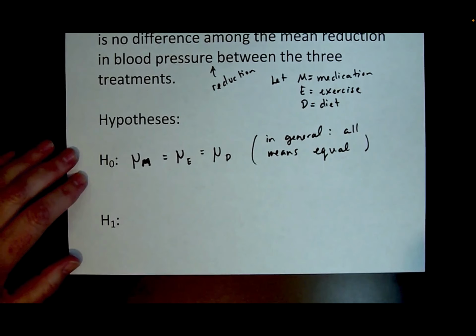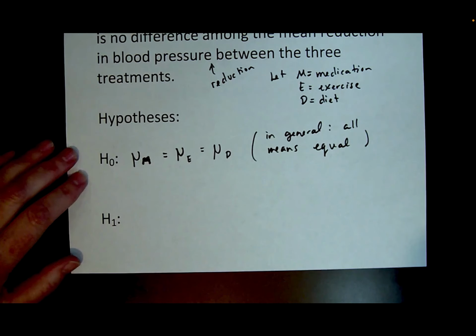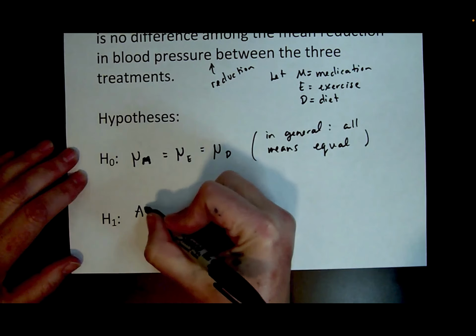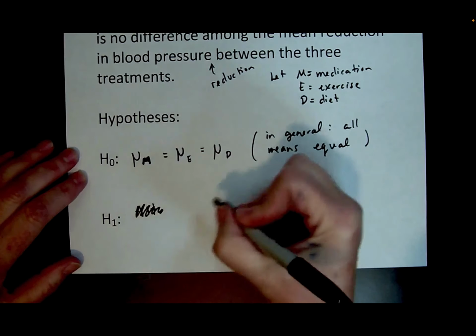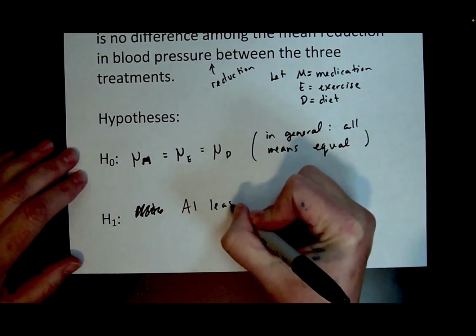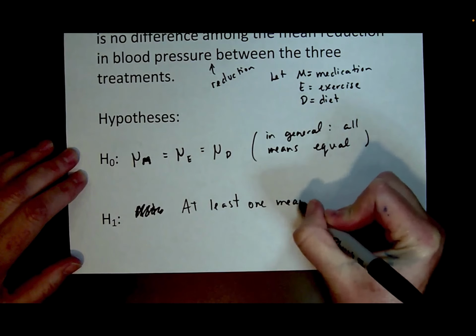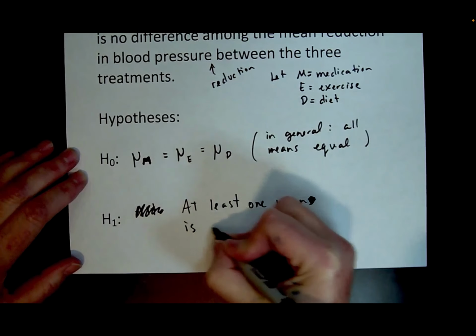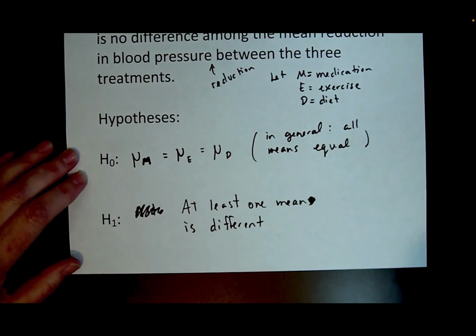The alternate hypothesis, that one I can't really conveniently put into math, so we'll just put that in words. The alternate hypothesis, H1, is that at least one mean is different, not equal.